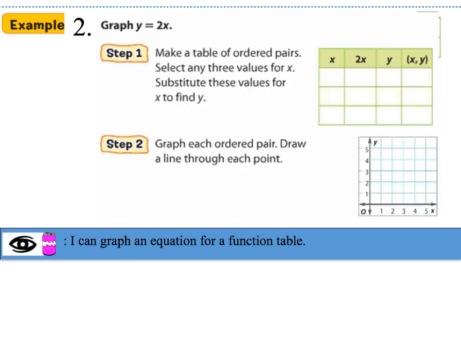Example 2 says graph y equals 2x. In this case, they're giving us the equation. For step 1, they want us to make a table of ordered pairs. Select any 3 values for x.